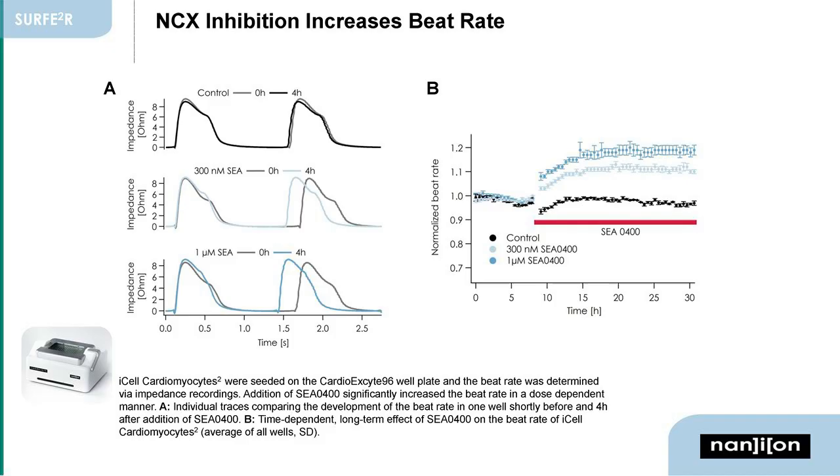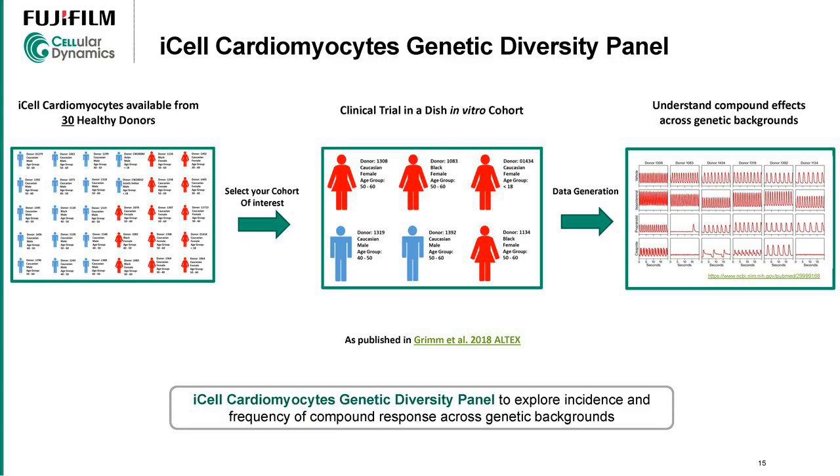Now we're going to transition briefly. I'm just going to introduce our new iCell cardiomyocytes genetic diversity panel. This is something we recently released where we have iCell cardiomyocytes that are available from 30 healthy donors. So these are all cryopreserved, ready-to-use cells.